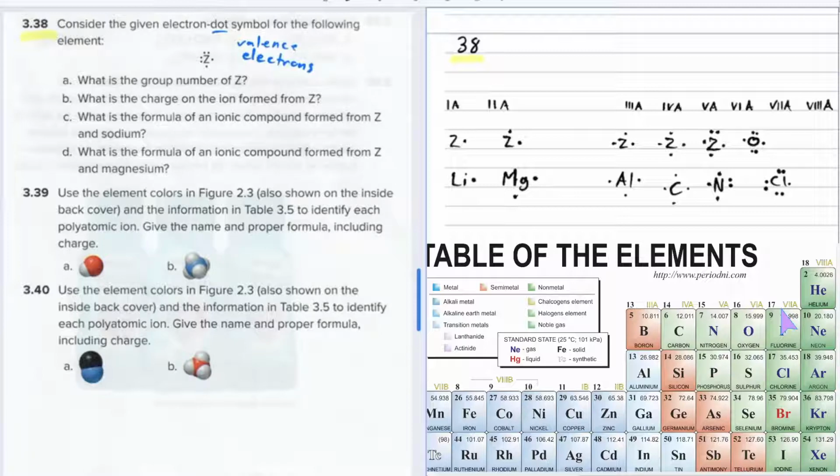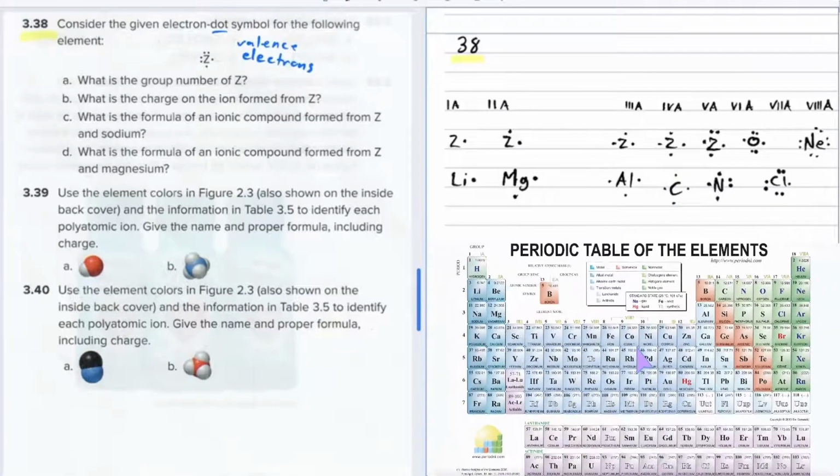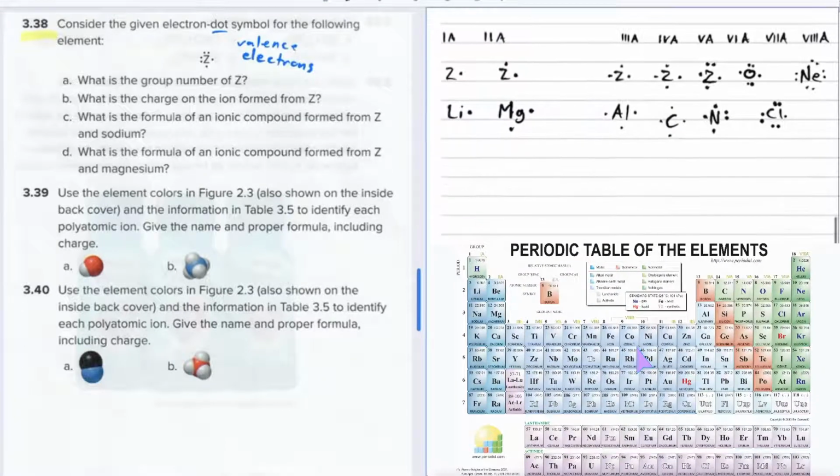And then finally, group 8A is filled up. So how about neon, for instance? Neon would look like this. 1, 2, 3, 4, 5, 6, 7, 8. Now all the sides are paired up. That's kind of how you can do the dot symbols just by looking at the group numbers on the periodic table. So I think that'll help us answer this question.